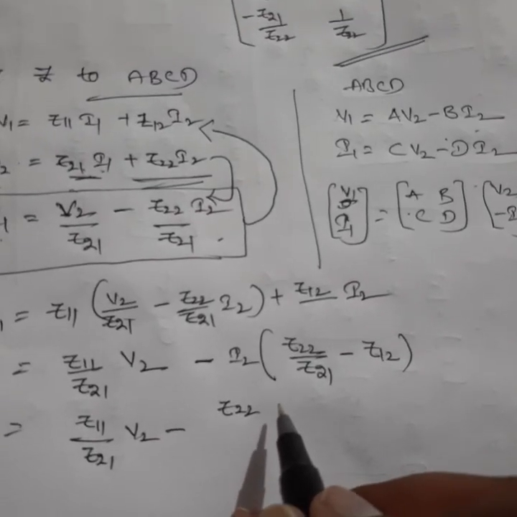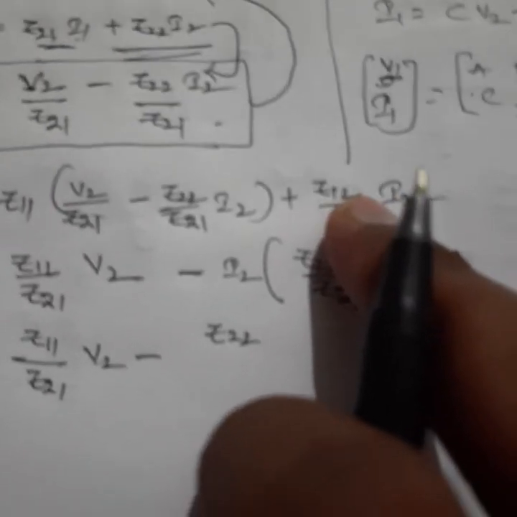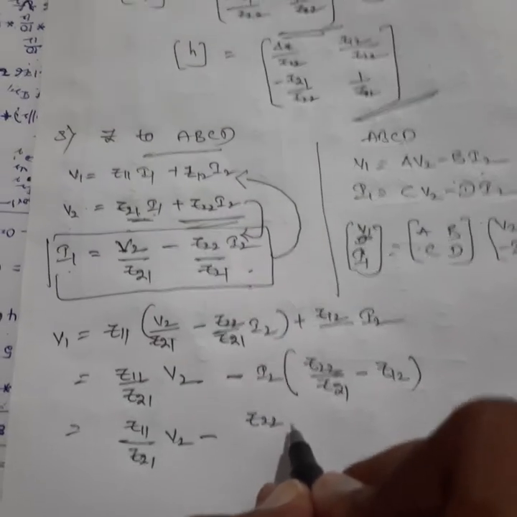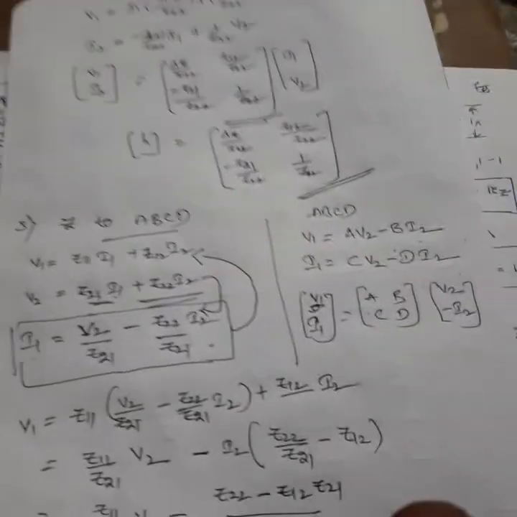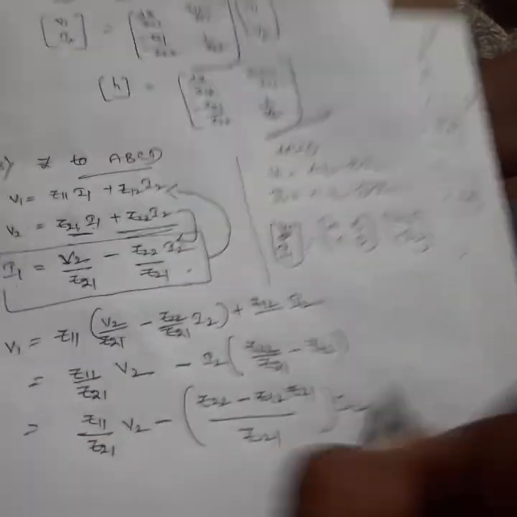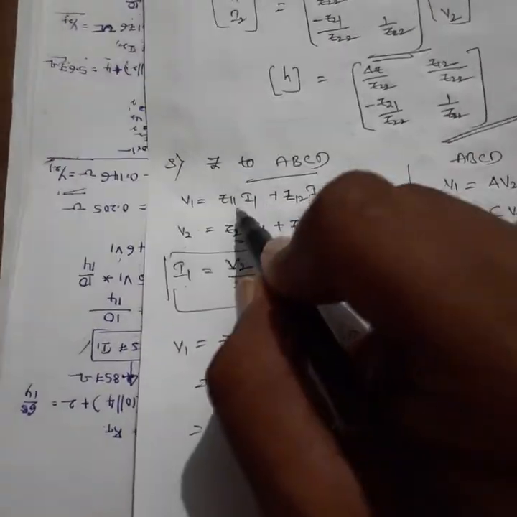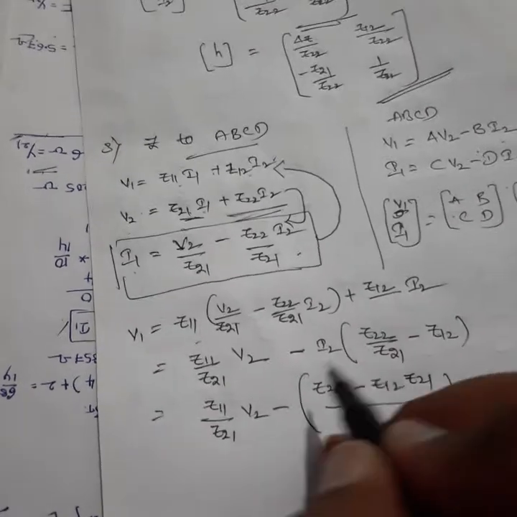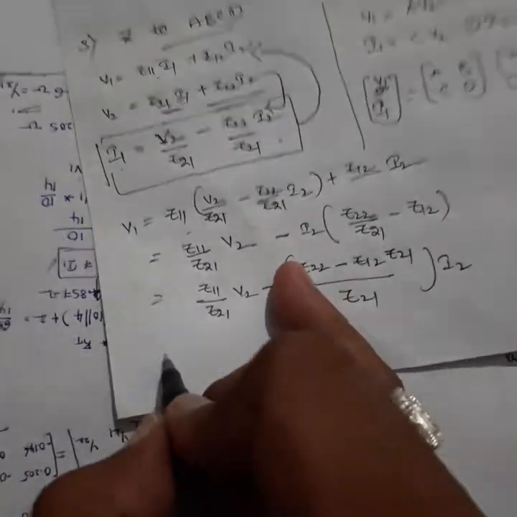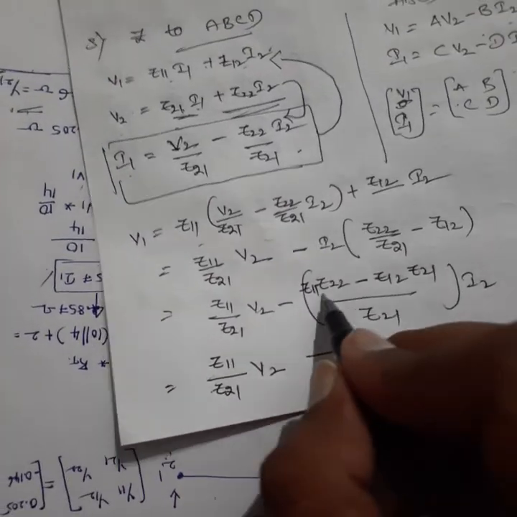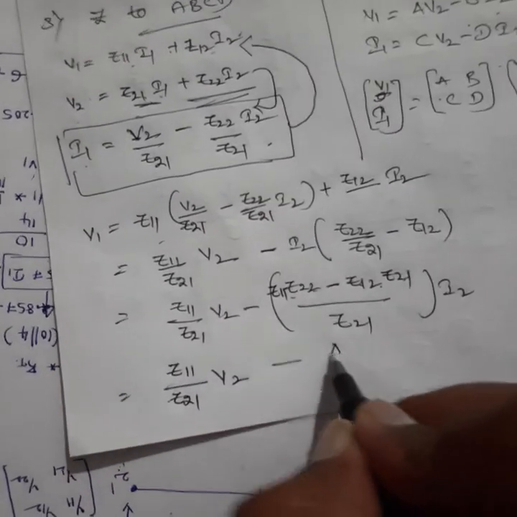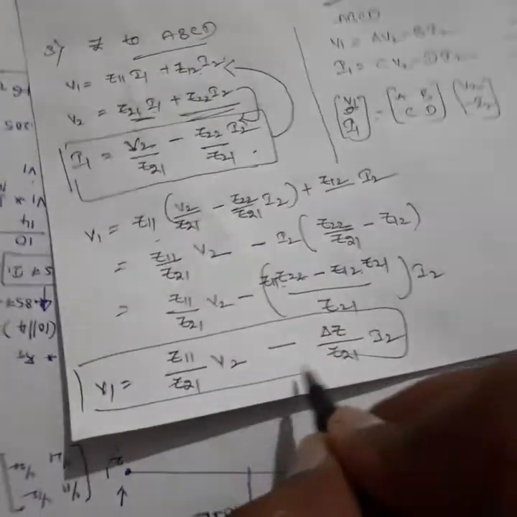So we get Z11 by Z21 V2 minus (Z11 Z22 minus Z12 Z21) by Z21 into I2. Z11 Z22 minus Z12 Z21 is delta Z. So V1 equals Z11 by Z21 V2 minus delta Z by Z21 I2. Therefore we get these two equations.